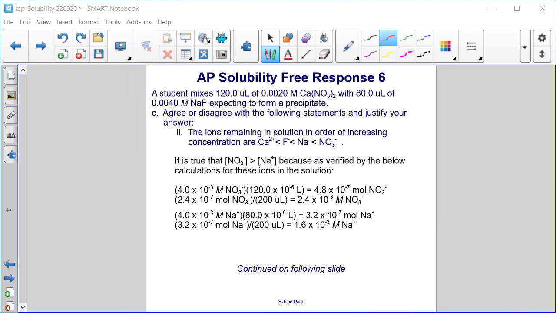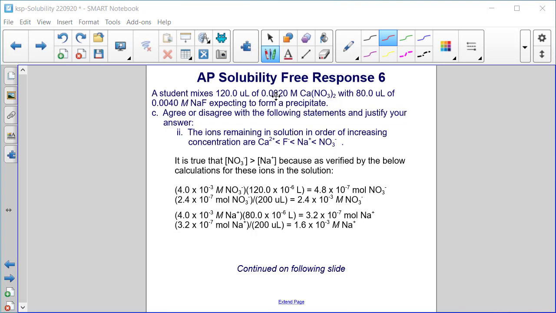C. Agree or disagree with the following statements and justify your answer. 2. The ions remaining in solution in order of increasing concentration. So the lowest concentration, calcium, then fluoride, then sodium, and then nitrate would be the greatest. So it is true that nitrate is greater than sodium. So this is true. We can verify it with some calculations. Remember, nitrate and sodium don't participate in the formation of the precipitate here. So we can just find the number of moles of nitrate and the number of moles of sodium initially present, and then find the concentration in the total volume.